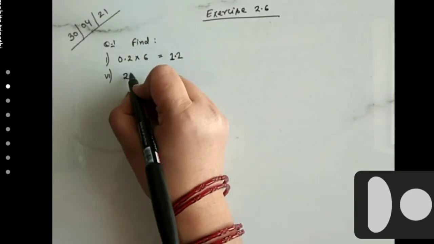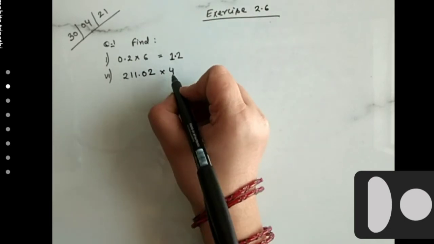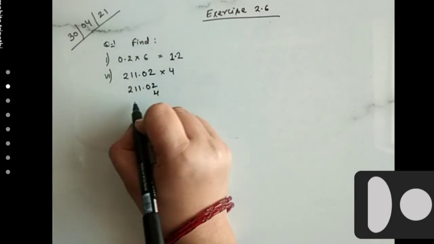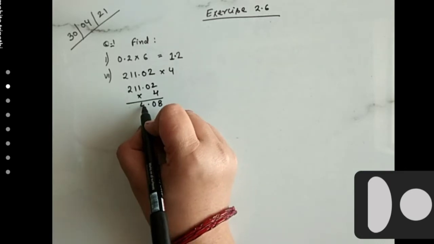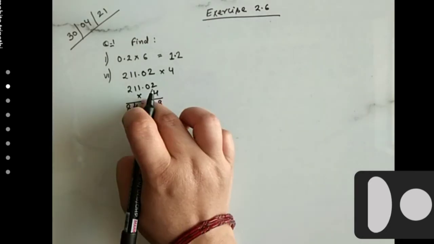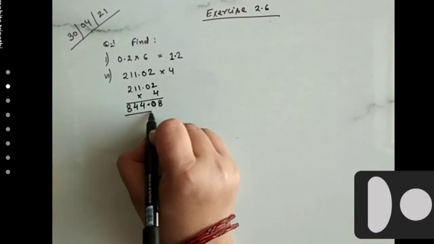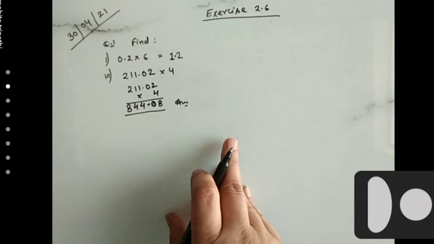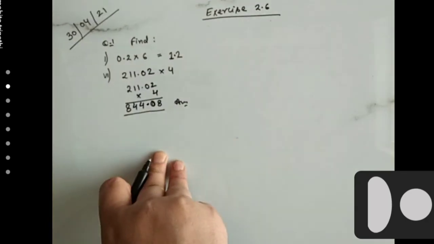For example, one more part we will see, the sixth part. If you can directly do the multiplication, then it's very good. If you can't, you can do it like this, into 4. 4 2s are 8, 4 zeros are 0, 4 1s are 4, 4 1s are 4, 4 2s are 8. And here you will put the decimal sign after 2 places. Simple multiplication is there. Only take care regarding the decimal sign.